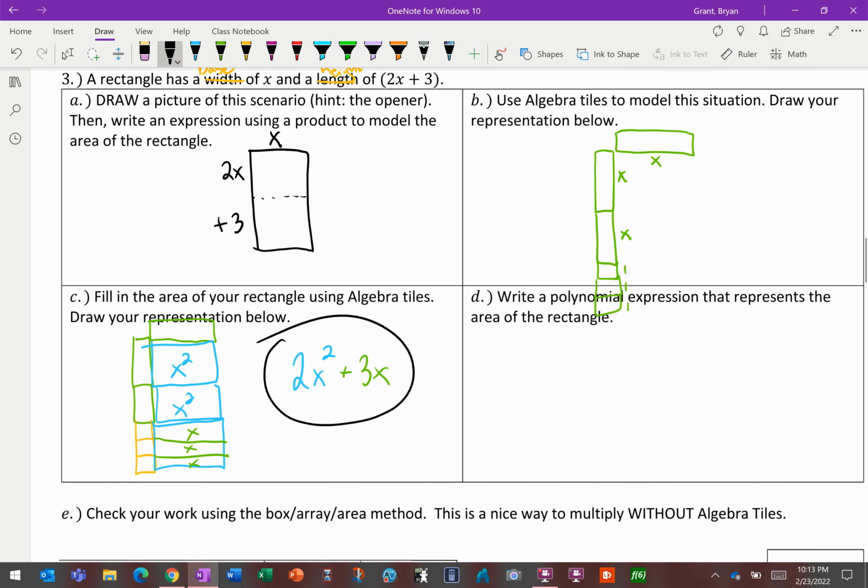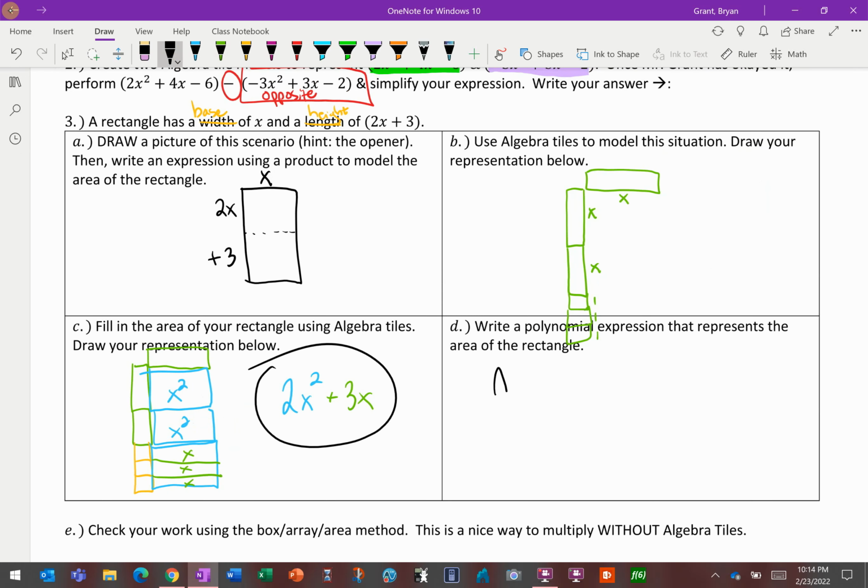Now, symbolically, what did we do? Well, we found the area of the rectangle. An area is found by multiplying the base, which was x, times the height, which is 2x plus 3. And when we multiplied those out, the standard form was 2x squared plus 3x. So this was the problem. It had parentheses. This is the answer.